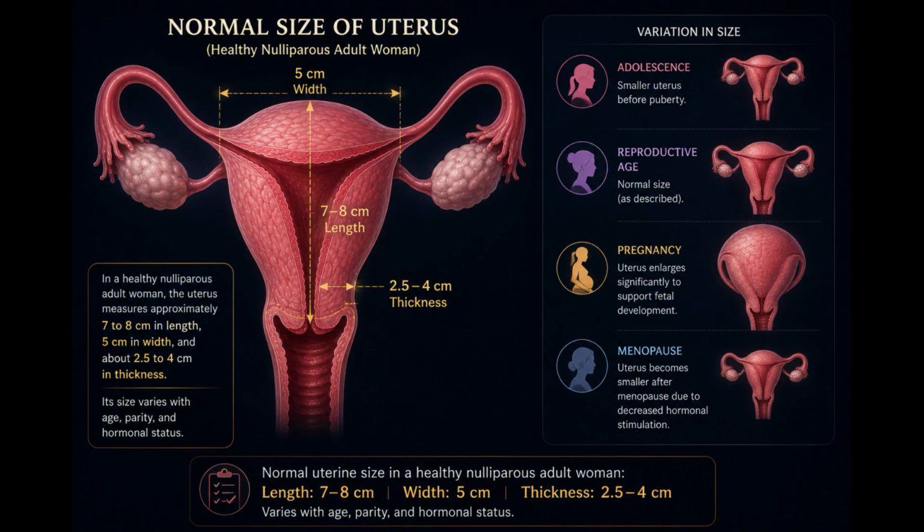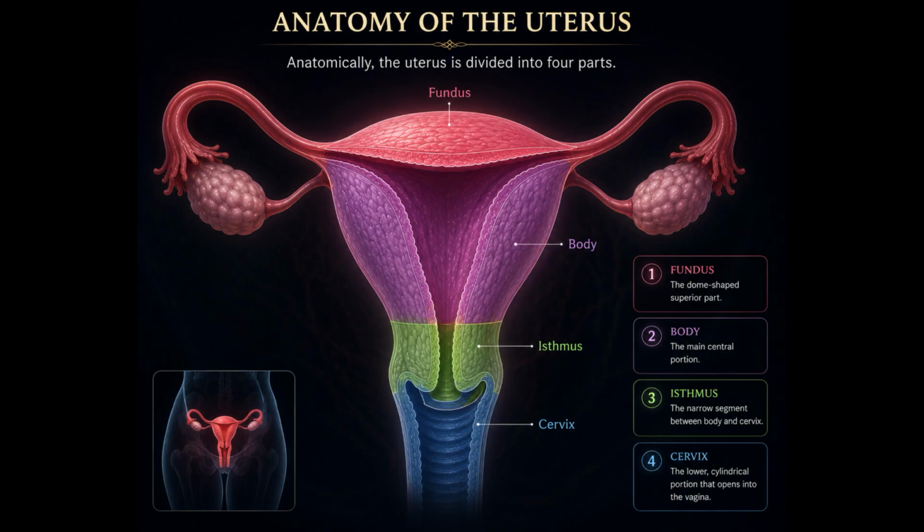In a healthy nulliparous adult woman, the uterus measures approximately 7 to 8 centimeters in length, 5 centimeters in width, and about 2.5 to 4 centimeters in thickness, although its size varies with age, parity, and hormonal status. Anatomically, the uterus is divided into 4 parts.